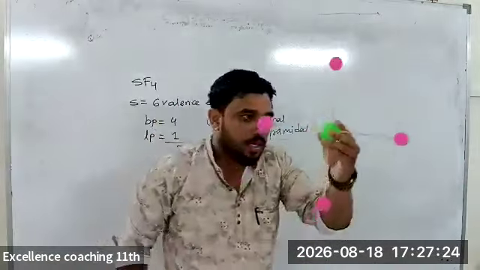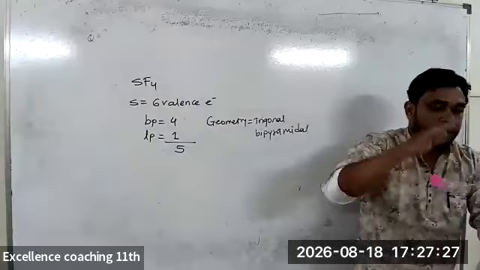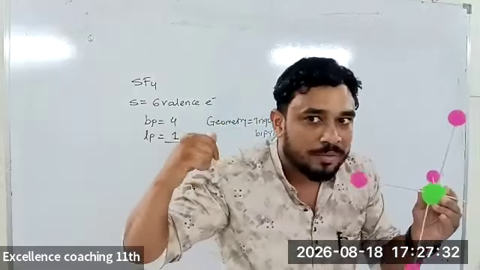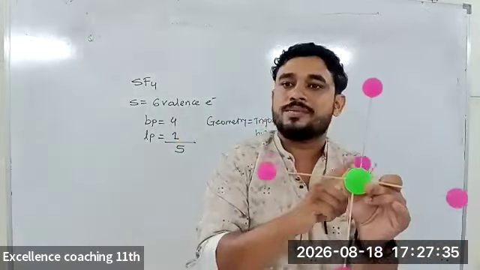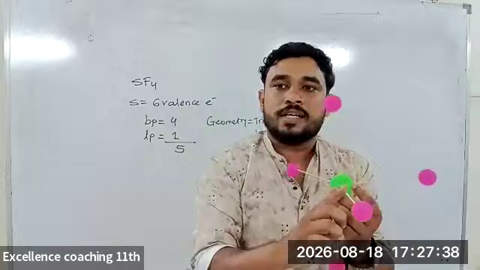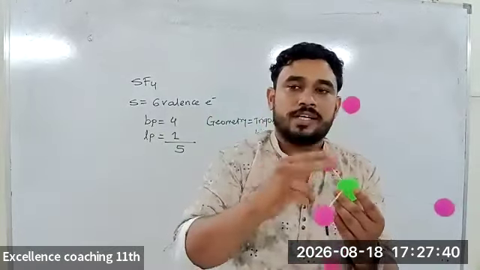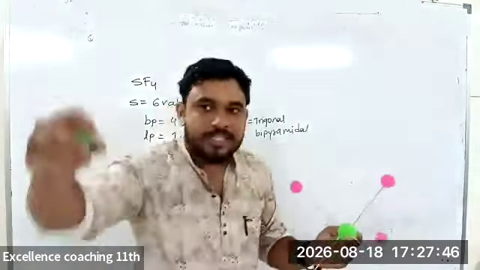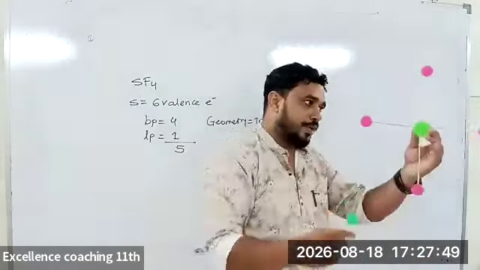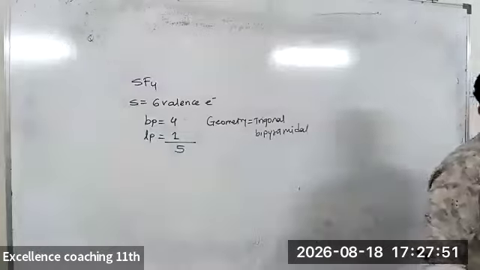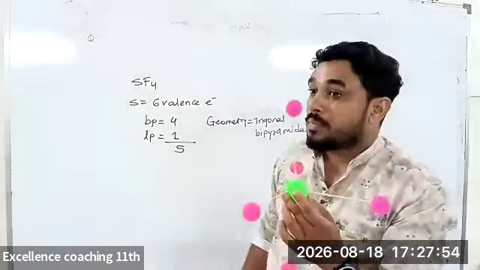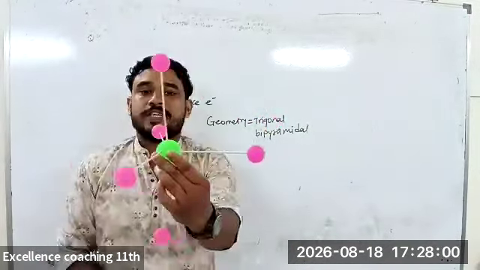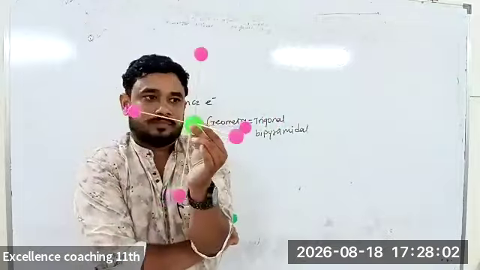Now focus, this is trigonal bipyramidal, but all are bond pairs. What is this angle, students? This angle we have to focus on, only 90 degrees. So can you tell me, this is my bond pair and this is my lone pair, where I have to keep it? There are two kinds of positions, with 3 and 3.